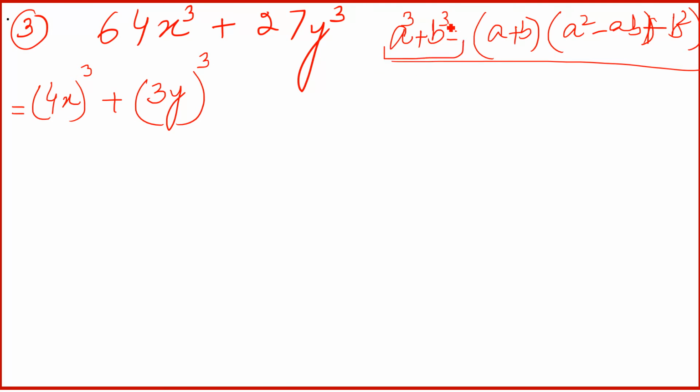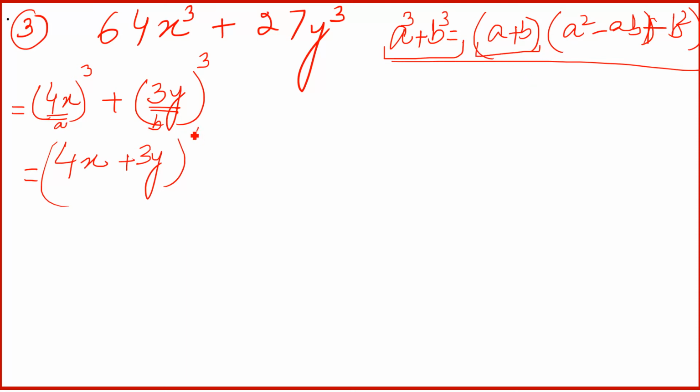A cube plus b cube. Instead of a, we have 4x. Instead of b, we have 3y. Right, now is equal to, just follow this, a plus b. A we have 4x, this is a, and this is b. Wherever you will see a in this formula, you have to put 4x. Wherever you will see b, you have to put 3y. So simple. So 4x plus 3y. Okay, first we finish this part, then we finish this part.